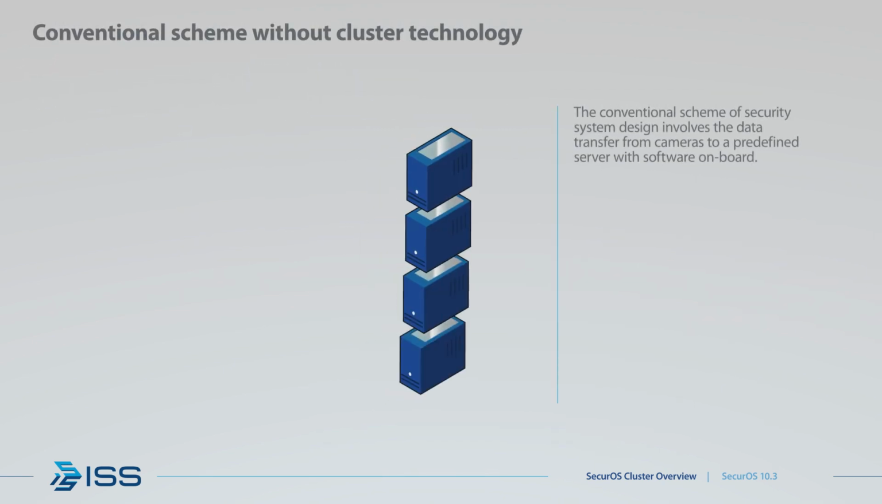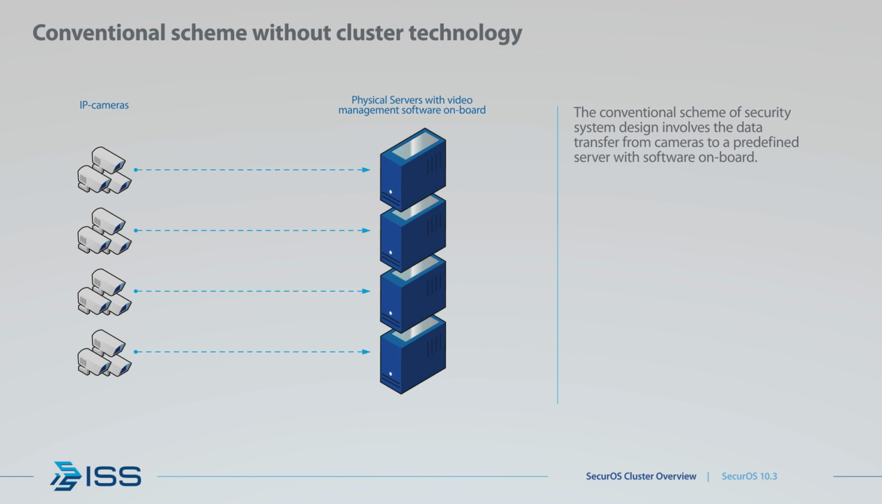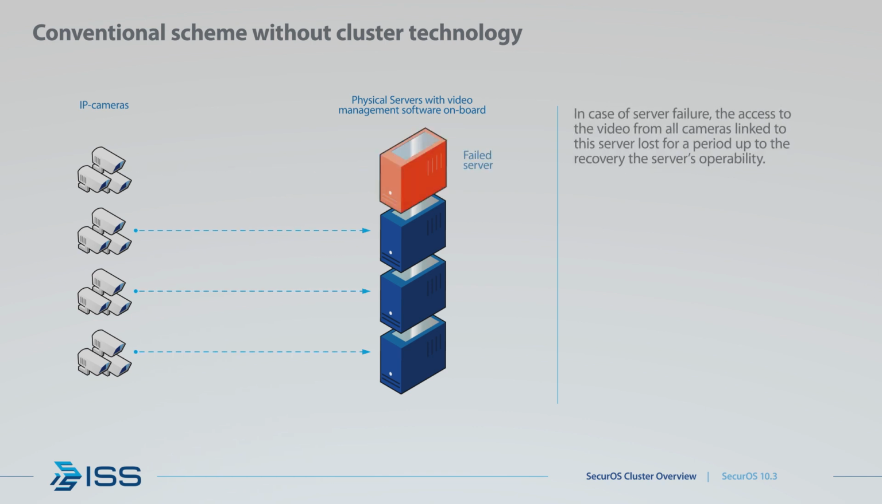The conventional scheme of security system design involves the data transfer from cameras to a predefined server with software on board. In case of server failure, the access to the video from all cameras linked to this server is lost for a period up to the recovery of the server's operability.